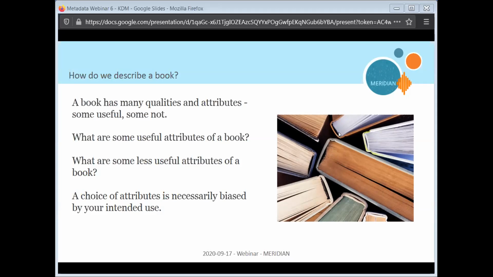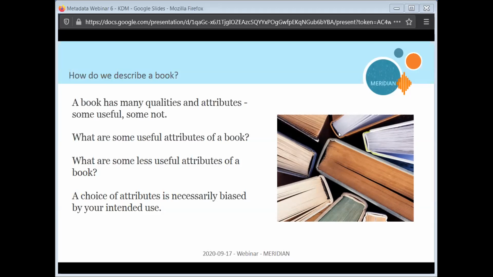And then I want you to take those attributes that you think are useful and think about when they could be used. Because I think something that's not very obvious about metadata is that the choice of attributes we pick here are biased by the context we intend to use it in, by our intended use.